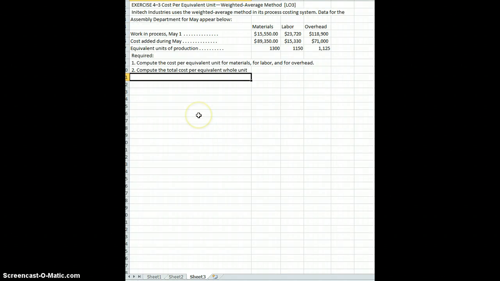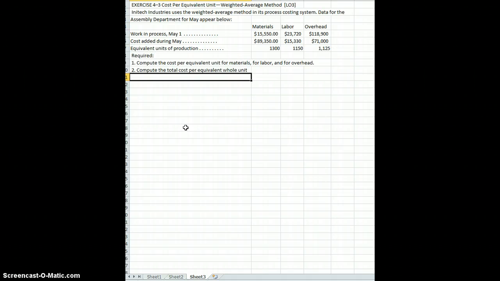Now we're going to do exercise 4.3, cost per equivalent unit, weighted average method. We're taking a look at how to look at the costs and the equivalent units of production. We're required to compute the cost per equivalent unit for materials, labor, and overhead, and then to compute the total cost per equivalent whole unit. Computing the total cost per equivalent whole unit will mean adding materials, labor, and overhead together.